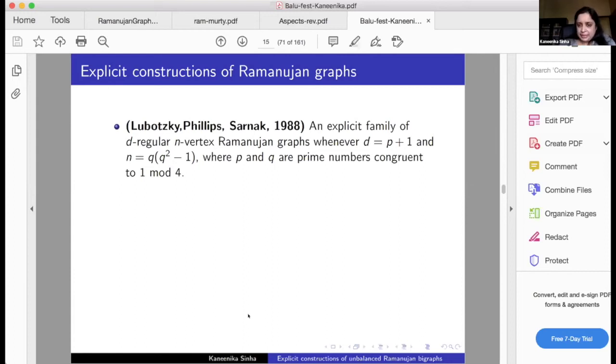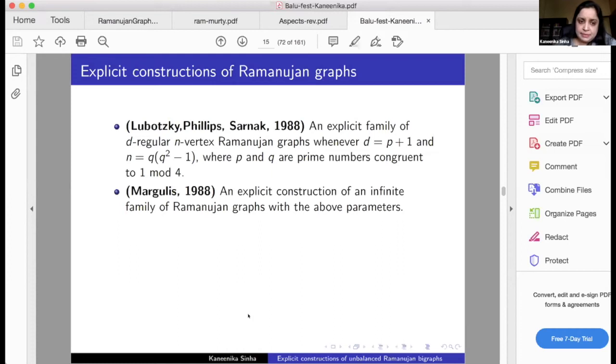I'll make some more comments about this construction shortly, but notice here what we can do is actually fix a prime p congruent to 1 mod 4. So we have a fixed d, and we can have a sequence of primes q which are congruent to 1 mod 4 going towards infinity. And so this way we have an explicit family of Ramanujan graphs with increasing size of vertices.